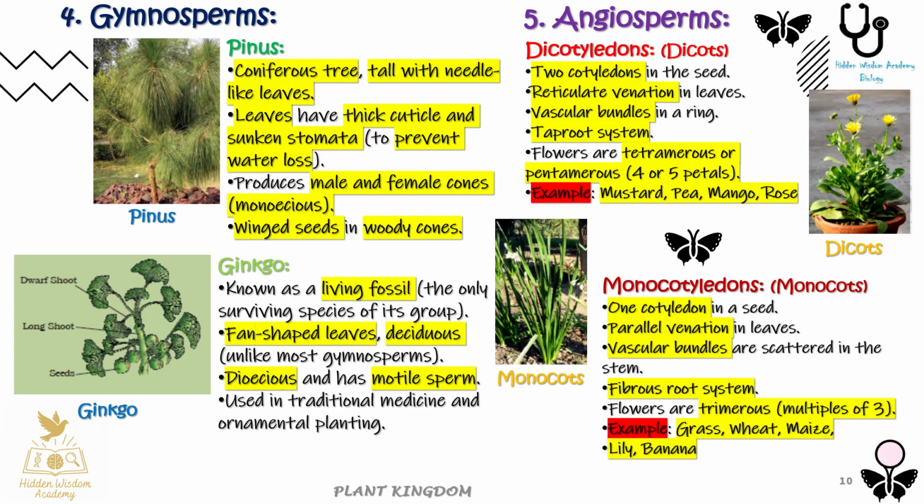Ginkgo, the living fossil. Ginkgo is called a living fossil because it's the only living species in its group. It has unique fan-shaped leaves, which are deciduous, unlike most gymnosperms. Ginkgo is dioecious, meaning male and female trees are separate. It also has motile sperm, a rare primitive feature.